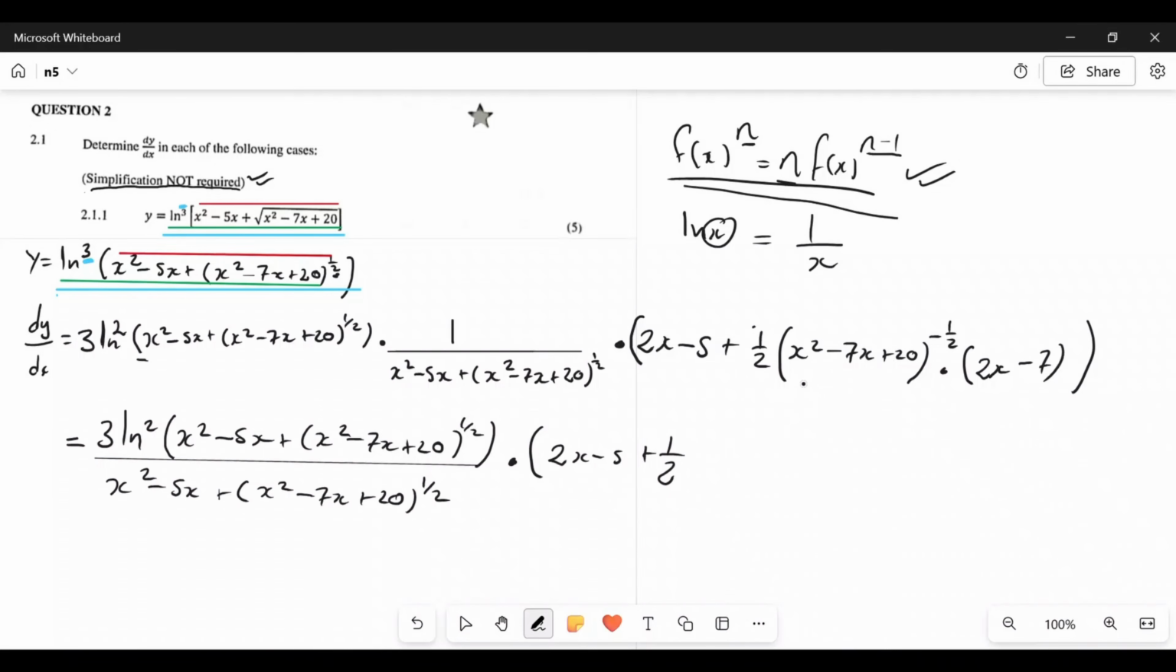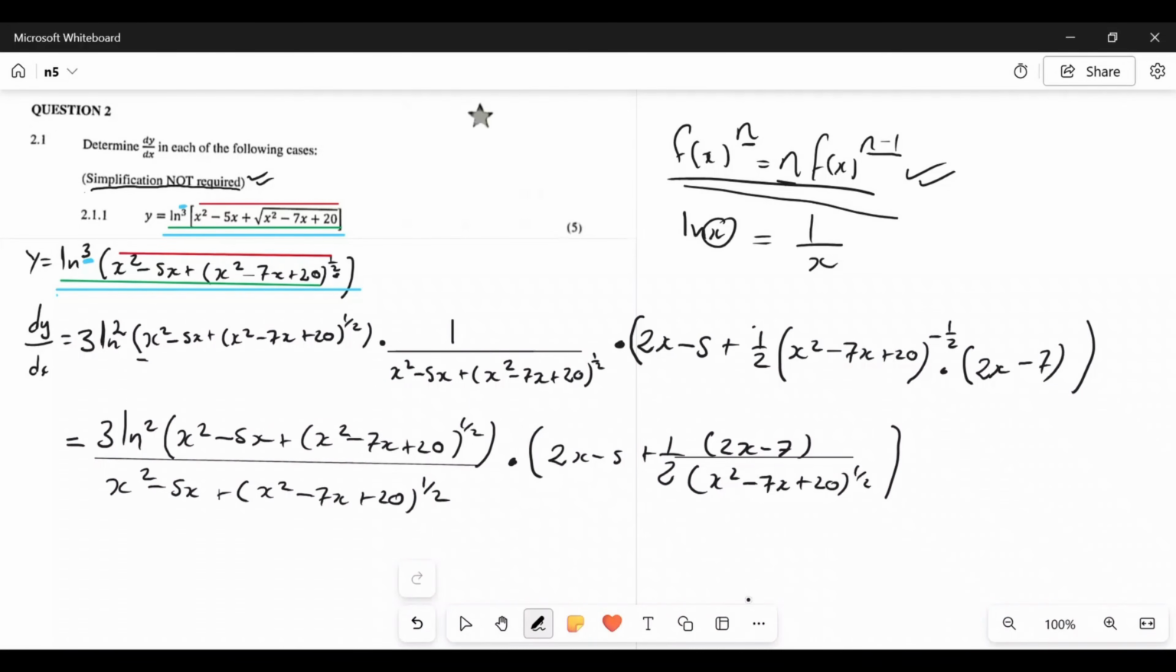But instead of writing this x squared minus 7x plus 20 to the power of negative half, we're going to change this, the power of negative half, into a positive. So what we're going to do is we're going to continue multiply by 2x minus 7. So it's going to be multiply by 2x minus 7. And then all this is going to be divided by x squared minus 7x plus 20 to the power of positive half, because we changed that into a positive exponent. So the denominator become a numerator become a denominator. So we close the bracket there.